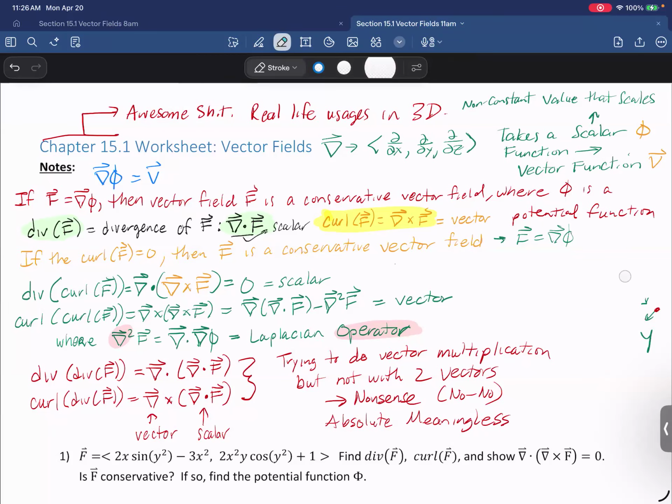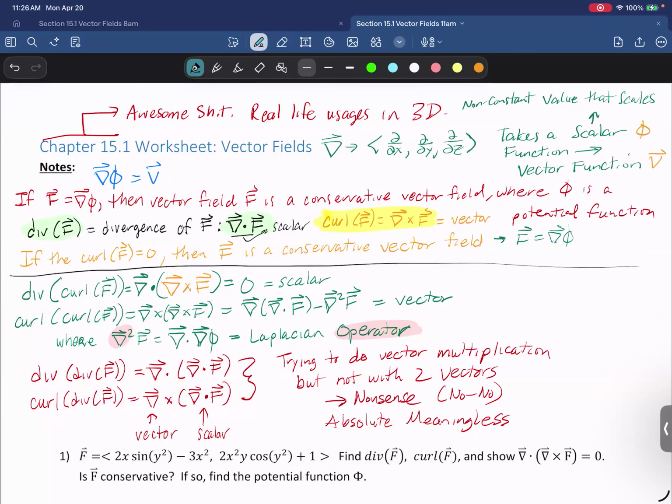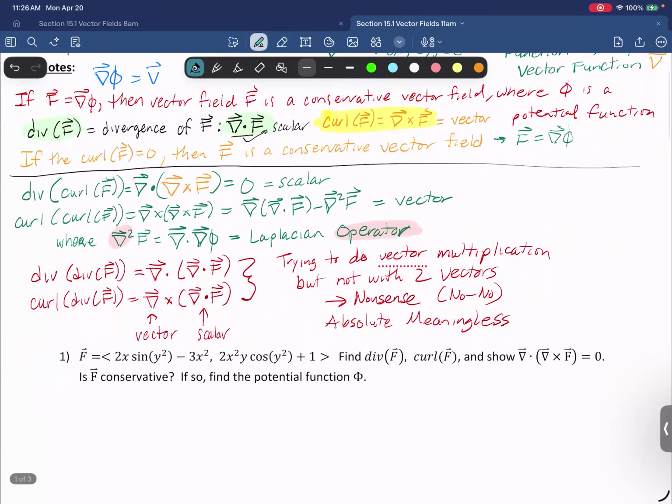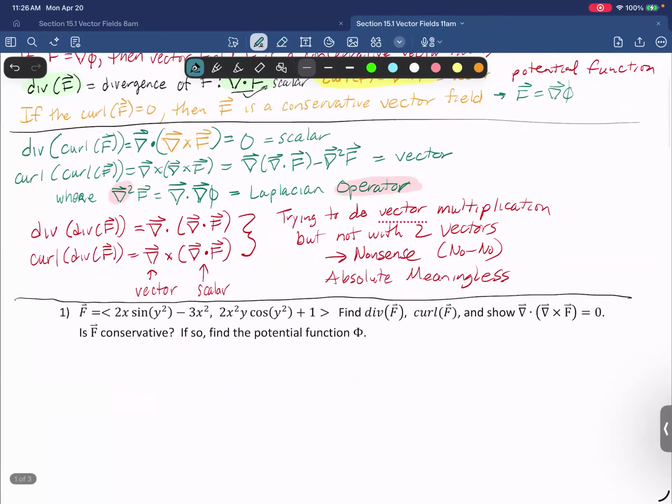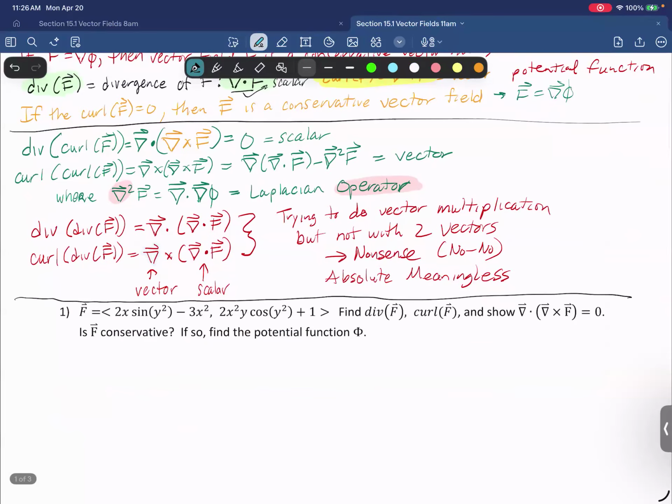Get rid of that. We don't need that. That was to go with the discussion earlier. Those are things we got going on there. And we've got a problem that we're going to work on. So we've got a few things to do. We need to find the divergence of f, the curl of f, show that the divergence of the curl equals 0, and then if f is a conservative function, find the potential function phi.